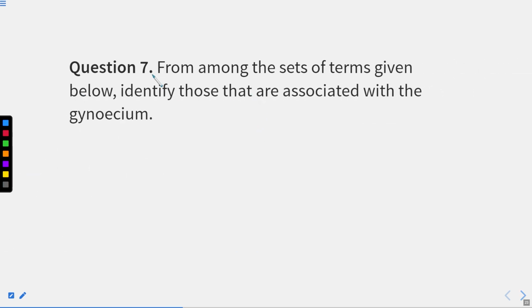Now coming to question number 7. From among the sets of terms given below, you have to identify those that are associated with the gynoecium. The gynoecium is the female reproductive part, and it consists of the pistil, or you can also say carpel. This represents the gynoecium.